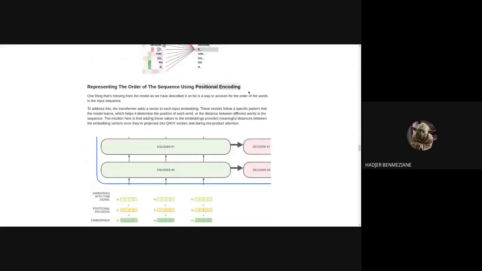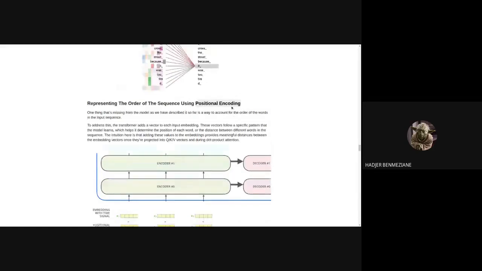So here, positional encoding, we leave it for next time and talk about it then. And it is an important concept in all of NLP, positional encoding. So I think we're going to stop here.